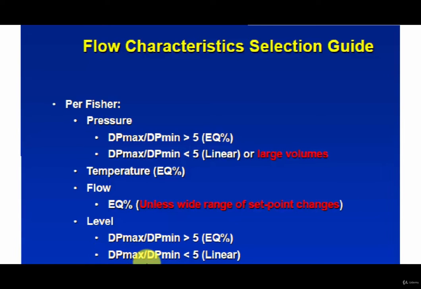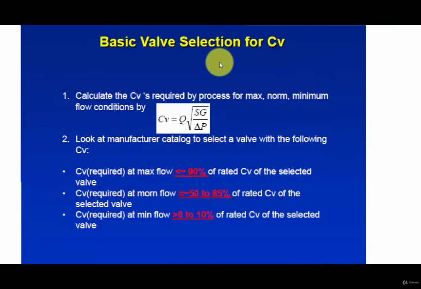If dP maximum to dP minimum ratio is less than 5, you will go with the linear characteristics. So these are roughly the selection guide for the control parameters, flow characteristics in the control valve. So while selecting the control valve for which application, you have to decide the type of characteristics. So selection of valve depends not only on the sizing but also on the flow characteristics as well as leakage class that we are going to discuss next.